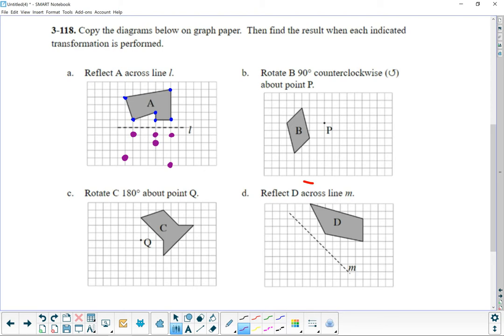Then I'm just going to go ahead and draw in my shape. There, there, there, there, there. Oh, sorry, copied it wrong. Let's see. There, goes up here, down here. There you go. That's my reflection.